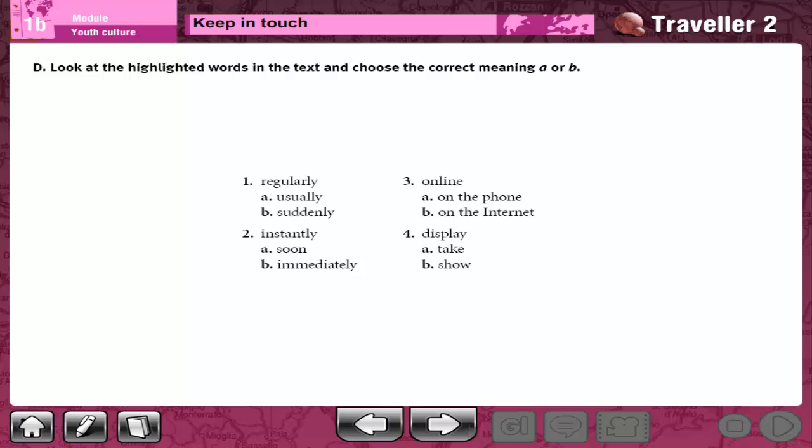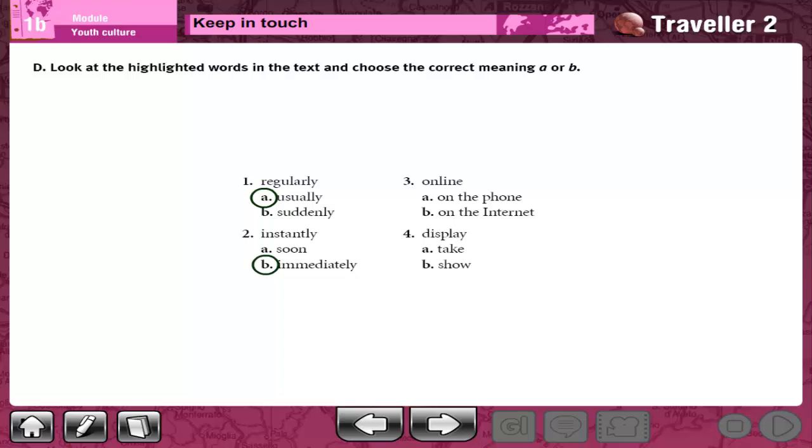Now, look at the highlighted words in the text and choose the correct meaning, A or B. What is the meaning of regularly? Is it usually or suddenly? Yeah, usually. The second one, instantly. Does it mean soon or immediately? Soon, which means later, immediately, which means now. Instantly, immediately.